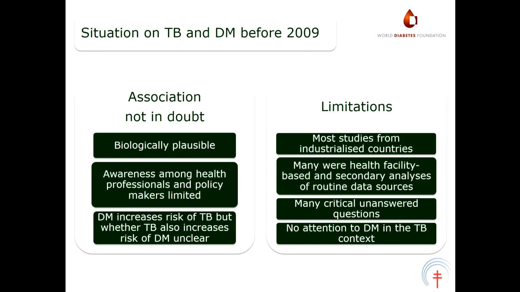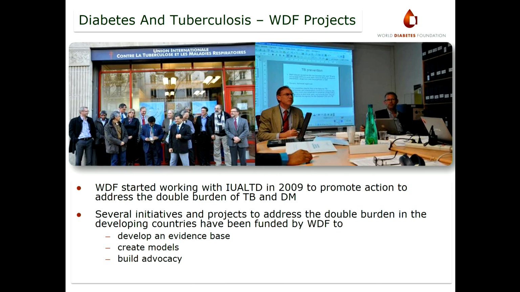So as Tony mentioned, the situation on TB and diabetes before 2009, when we started working together, the association was not in doubt, but there were limitations in terms of the understanding of what the situation was in the developing world. And as a result of this, we met in November 2009 in Paris, and you can see Tony and Knut in this picture here. And we started this work with the International Union Against Tuberculosis and Lung Disease, and we launched several initiatives to address the double burden of diabetes and tuberculosis in the developing world. First of all, to develop an evidence base, create models, and build advocacy.